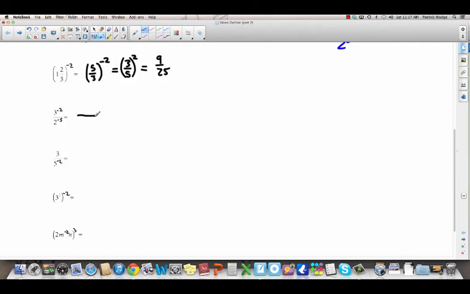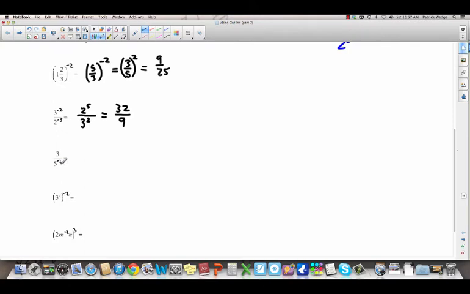Well, they both have flipping negatives, so the 2 to the negative 5th is going to flip up to the top and have 2 to the 5th up there. And the 3 to the negative 2 is going to flip to the bottom, and you have 3 squared down below. What's 2 to the 5th? 2 times 2 times 2 times 2 times 2, that's 32. And 3 squared is 9. Done.